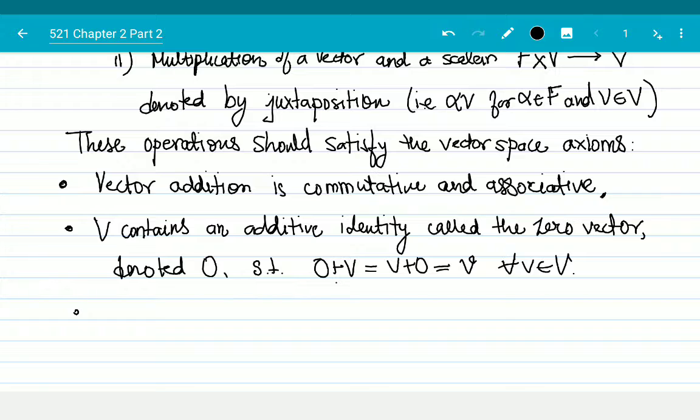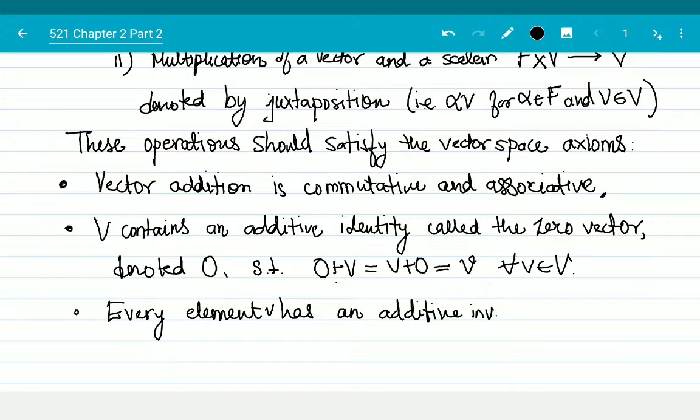Third, every element has an additive inverse. Every element V has an additive inverse, negative V, such that V plus negative V is equal to 0.